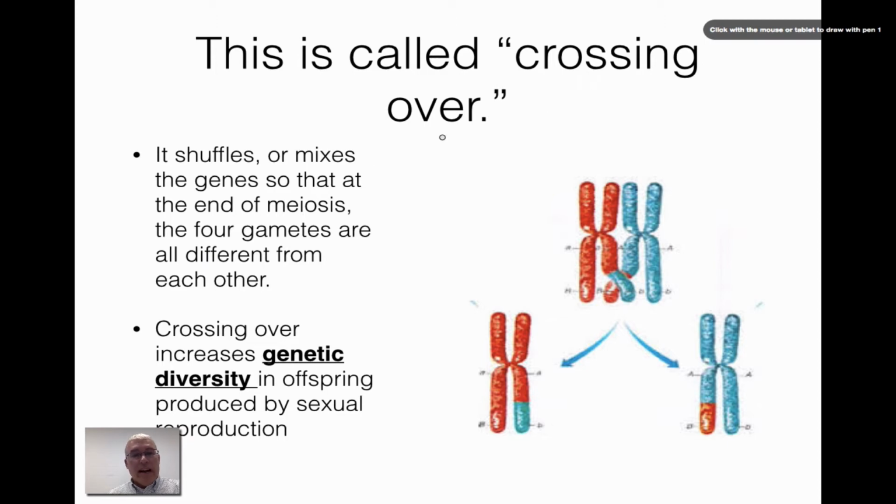That's what happens. And it shuffles or mixes the genes, so at the end of meiosis, you can end up with gametes that are not identical to each other. They contain different combinations of genes from the mother and the father. Okay, so this increases something called genetic diversity, which makes it so that every baby that's born, every offspring that's produced, no matter what you are, humans, plants, dogs, cats, starfish, if it's sexual reproduction and involves meiosis, you're going to end up with offspring that look different from each other.